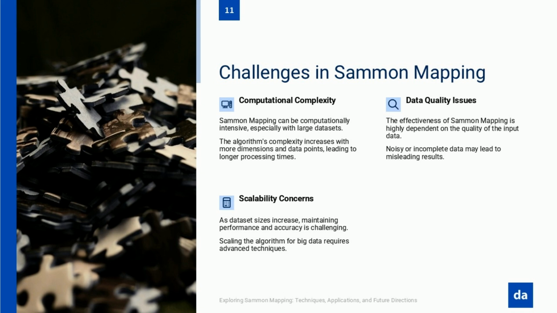Finally, real-world application constraints pose another set of challenges. In fields such as bioinformatics, medical imaging, and finance, practitioners require not only accurate but also interpretable and scalable solutions. If an algorithm is computationally expensive and requires extensive fine-tuning, it may not be adopted widely despite its theoretical advantages. Given these challenges, what are the future directions for improving Sammon mapping? That's what we'll explore next.